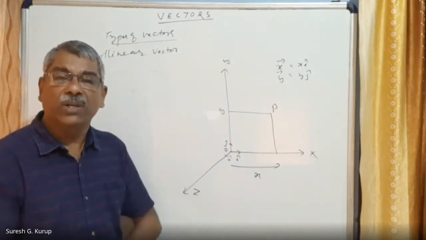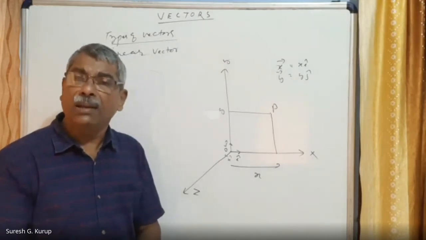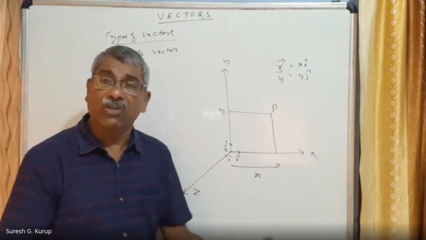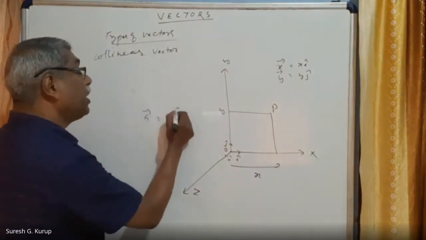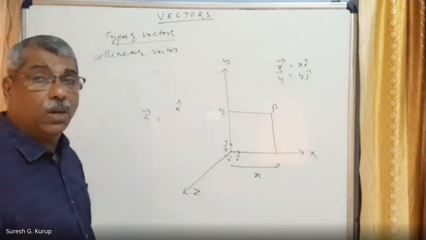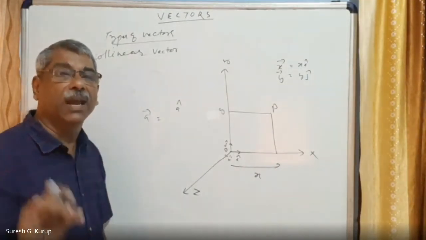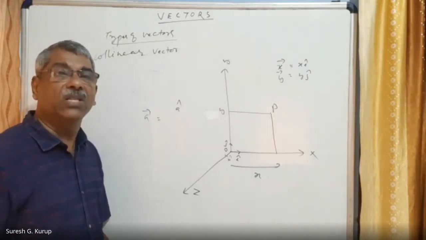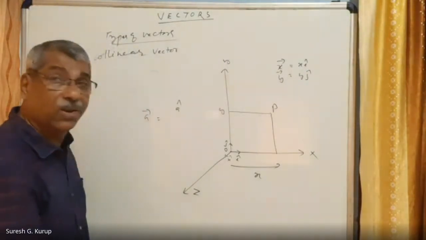A unit vector is a vector having magnitude unity and the direction of the given vector. If I say vector A, the unit vector is A capped. When I talk about a vector B, its unit vector is B capped. If I say a vector C, the unit vector is C capped. How it is written is also understood.